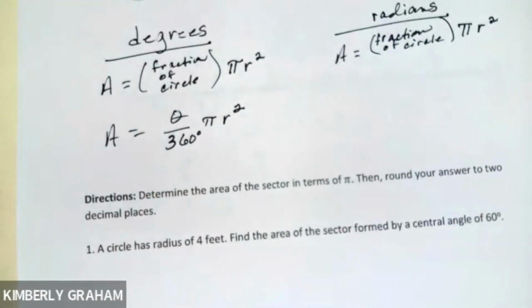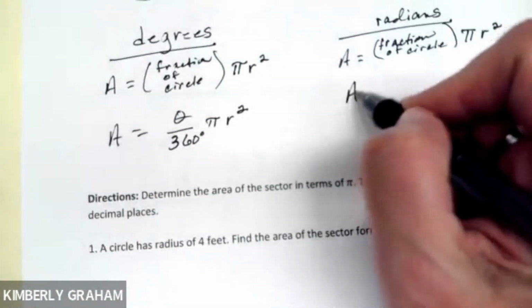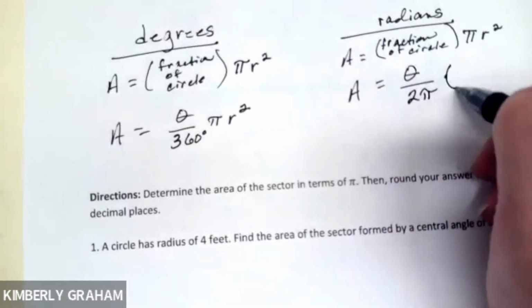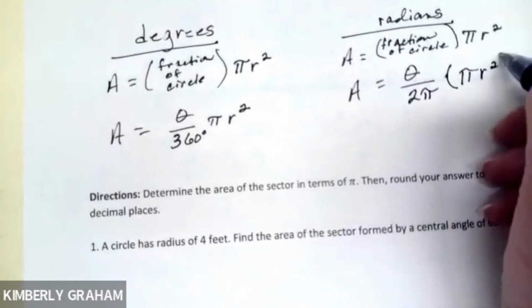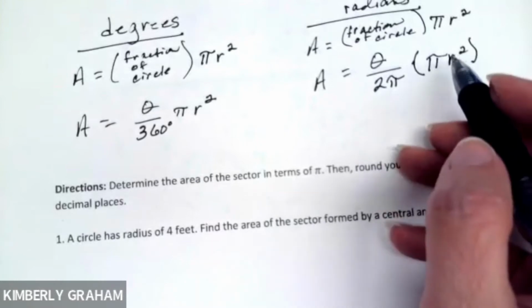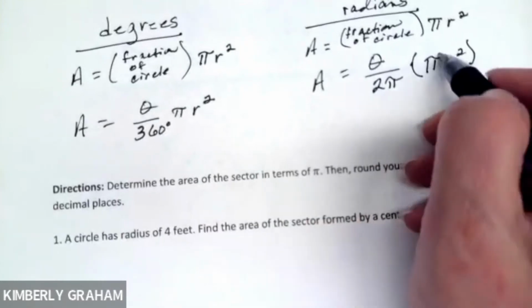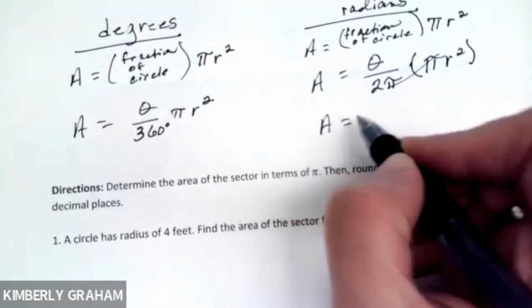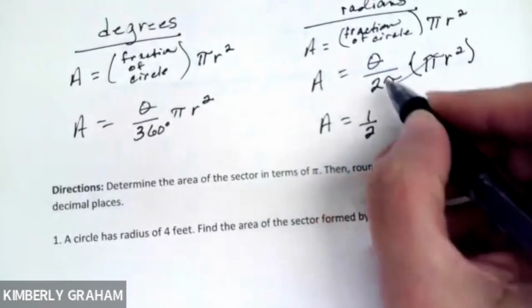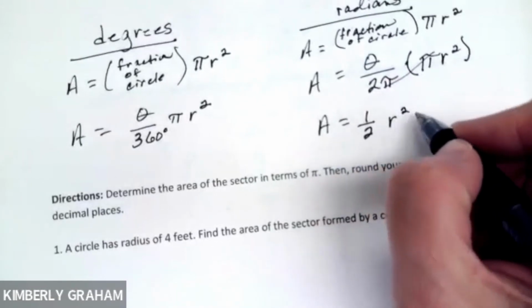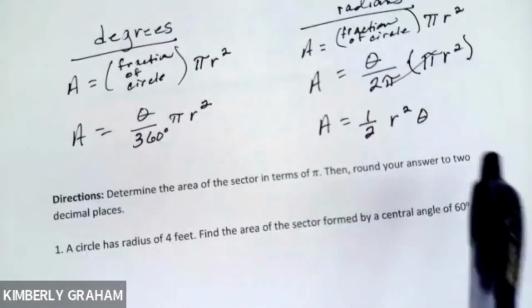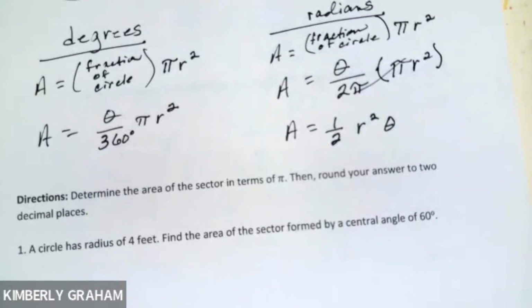When I'm in radians, I have theta over 2 pi times pi r squared. And what happens is that the pi's cancel. And normally what they do is they rewrite this to where this 1/2 is up front and then r squared theta at the end. So this is my formula for the area of a sector.